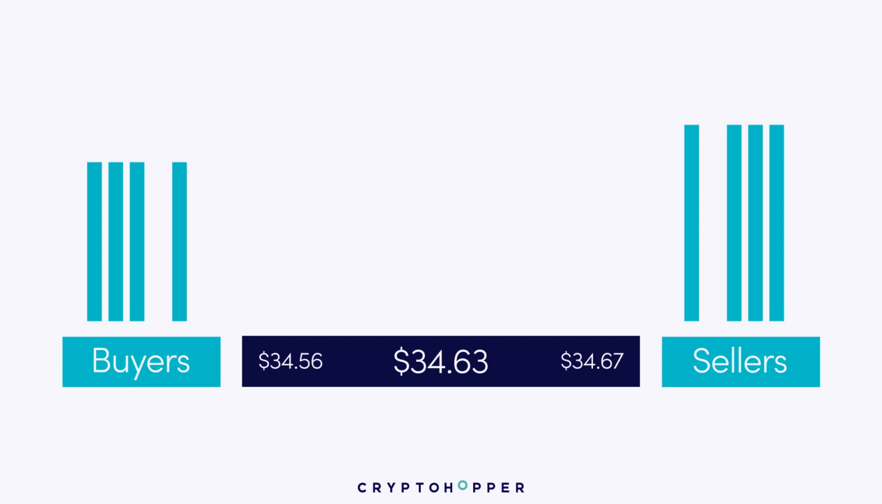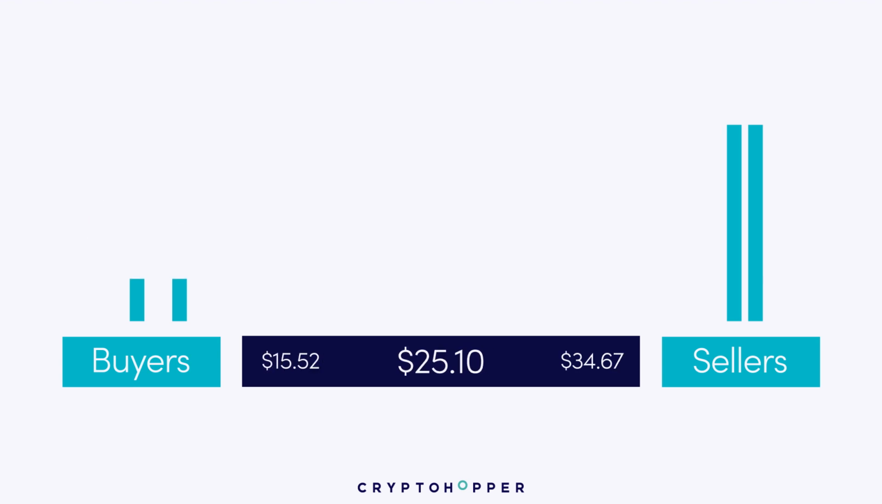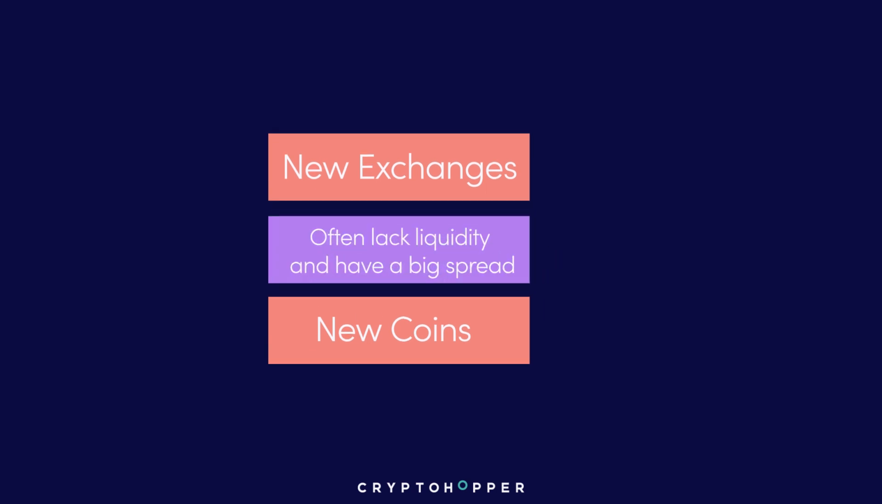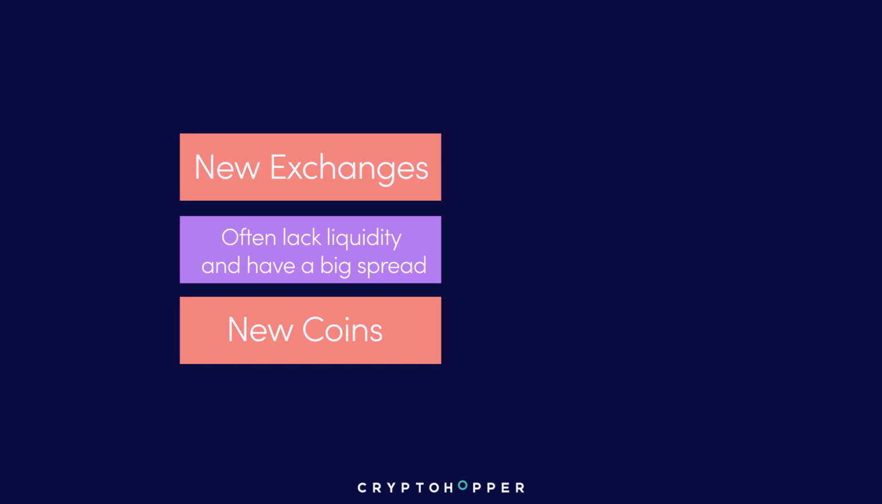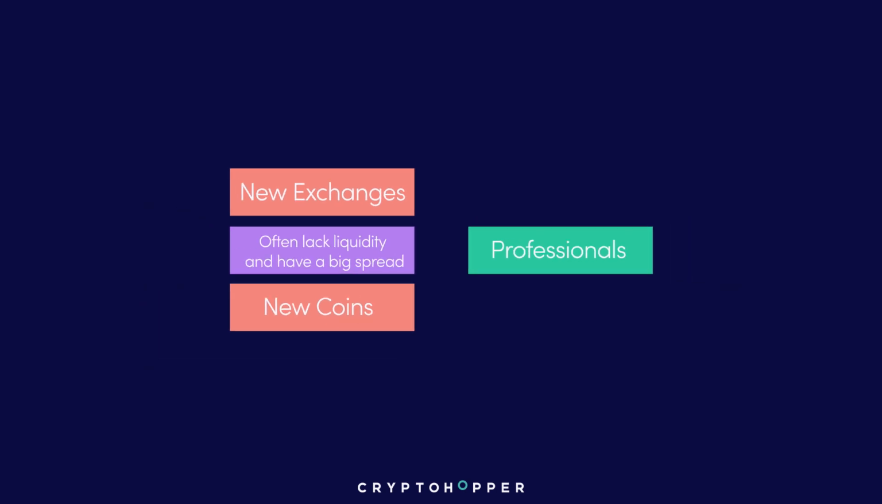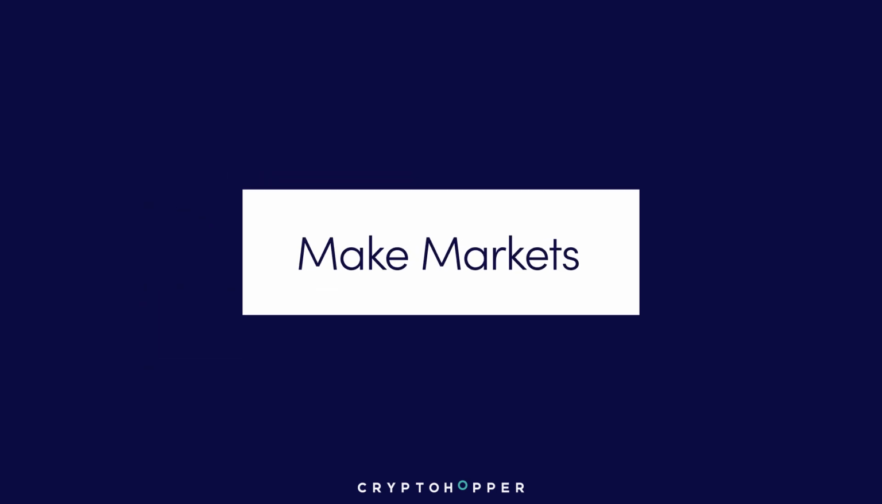If there are limited counterparties to trade with, it may not be possible to buy or sell, and that market is now considered illiquid. New exchanges, or newly listed coins that have just had their IEO or ICO, often lack liquidity and have a big spread. To guarantee liquidity, exchanges ask professionals to provide a bid-ask spread to the market continuously. In other words, these professionals make markets, hence why it's called market making.